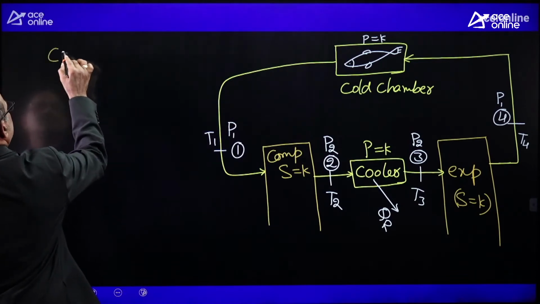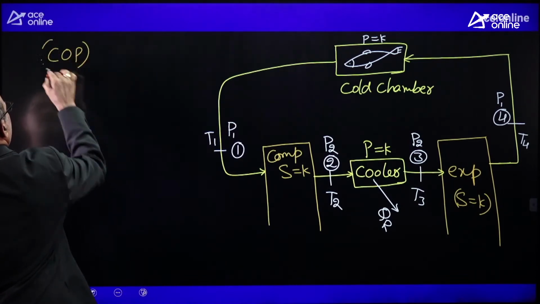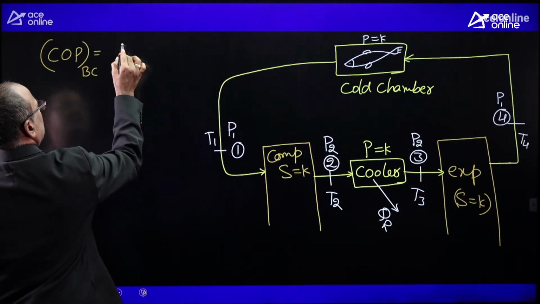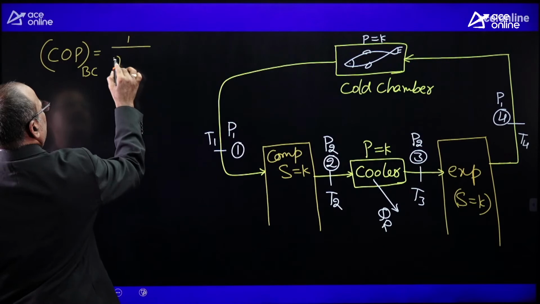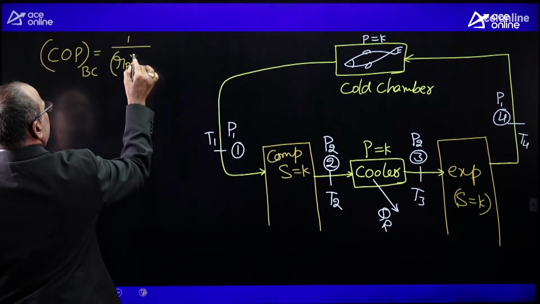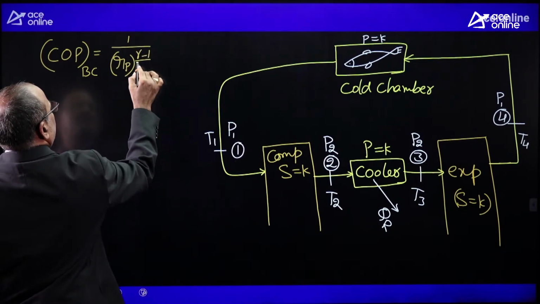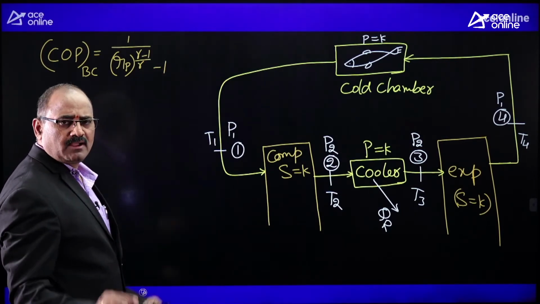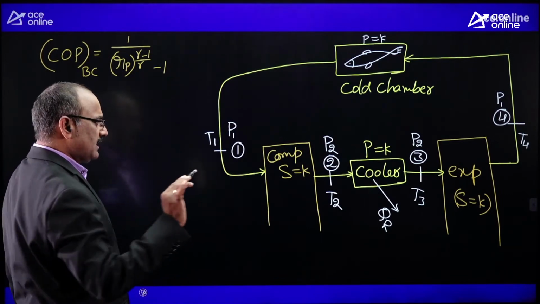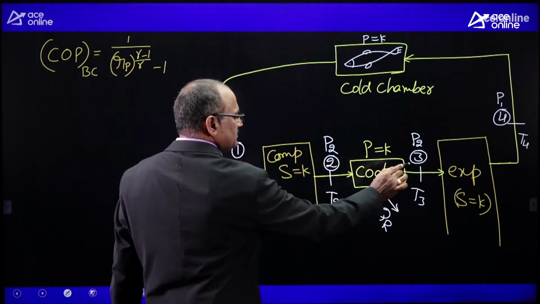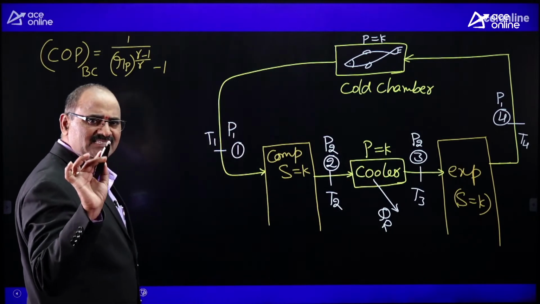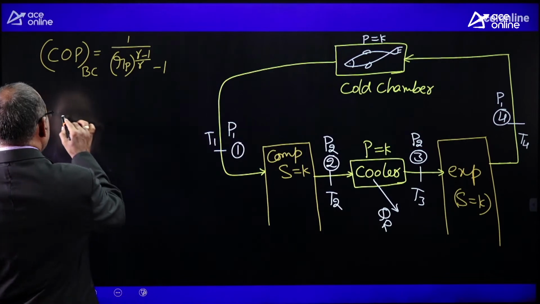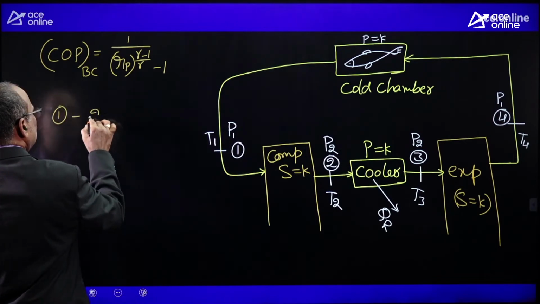As you know, the COP of the Bell-Coleman cycle is equal to 1 by (RP power (gamma minus 1) by gamma) minus 1, where RP is the pressure ratio. That is the standard formula for the Bell-Coleman cycle when compression and expansion happen isentropically.